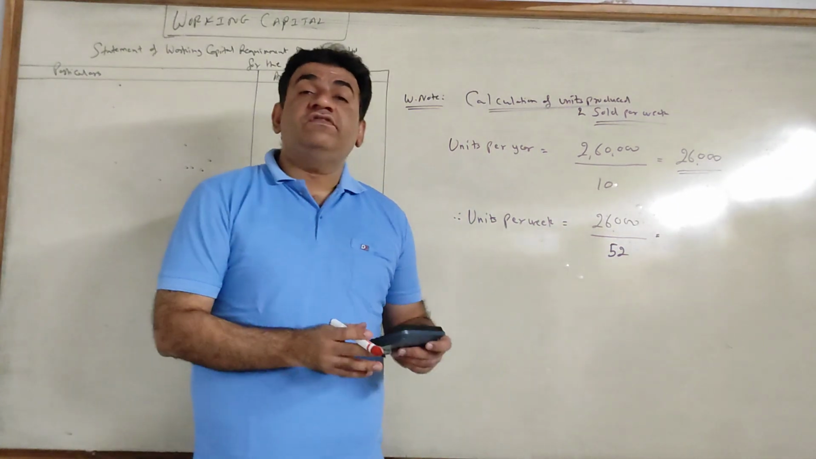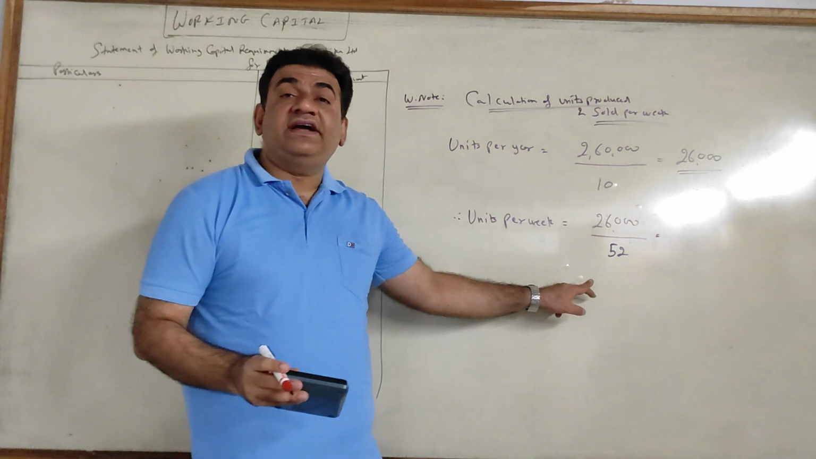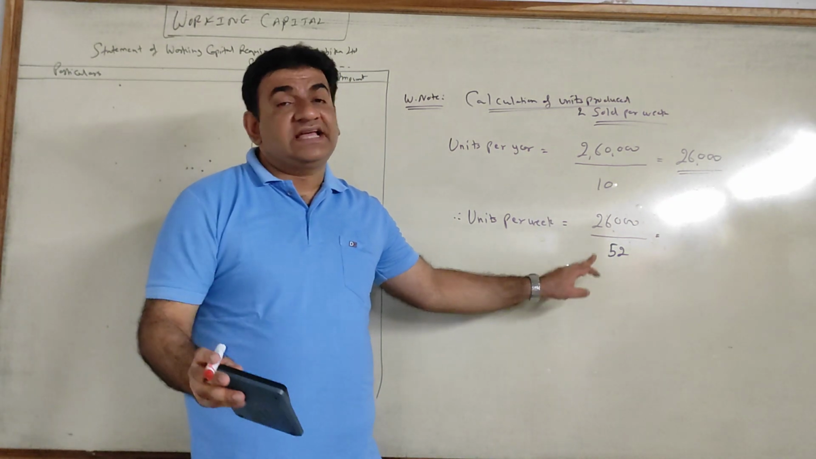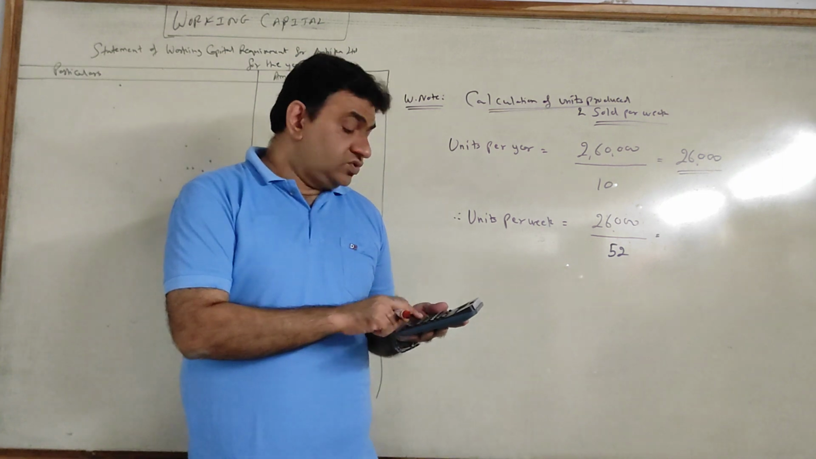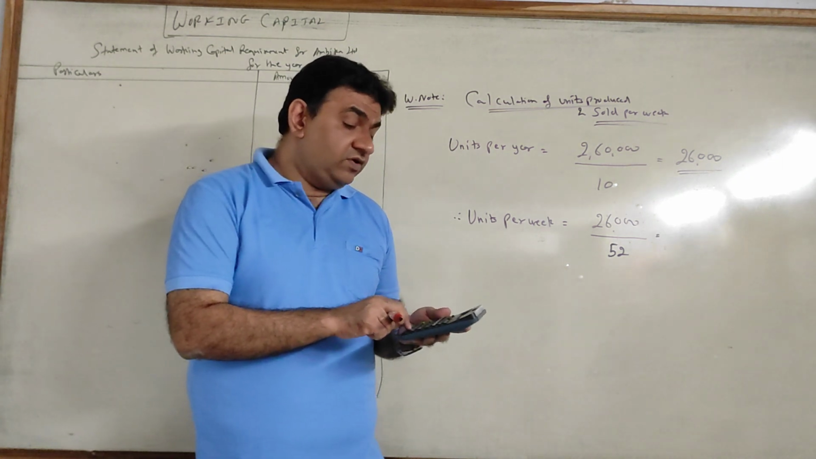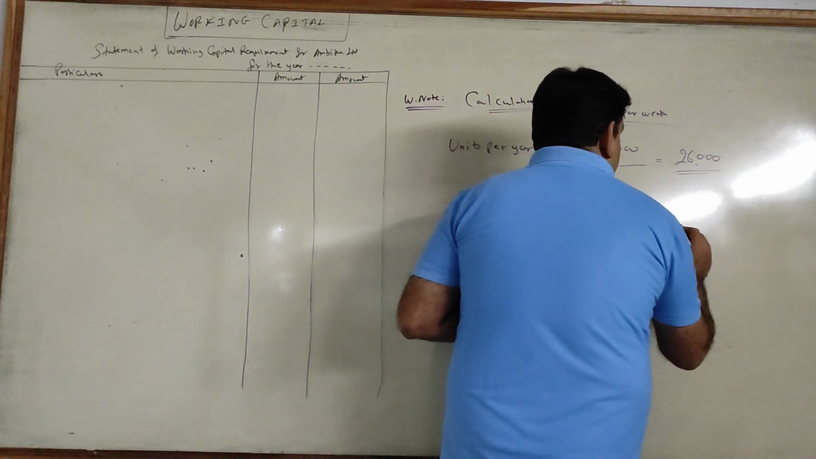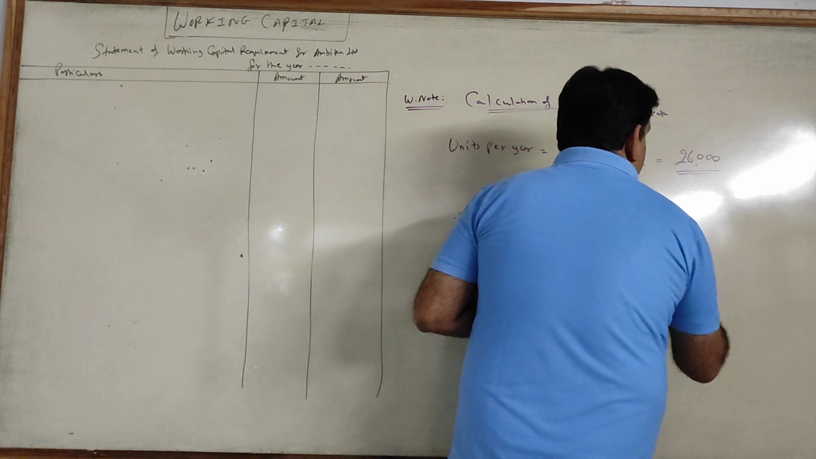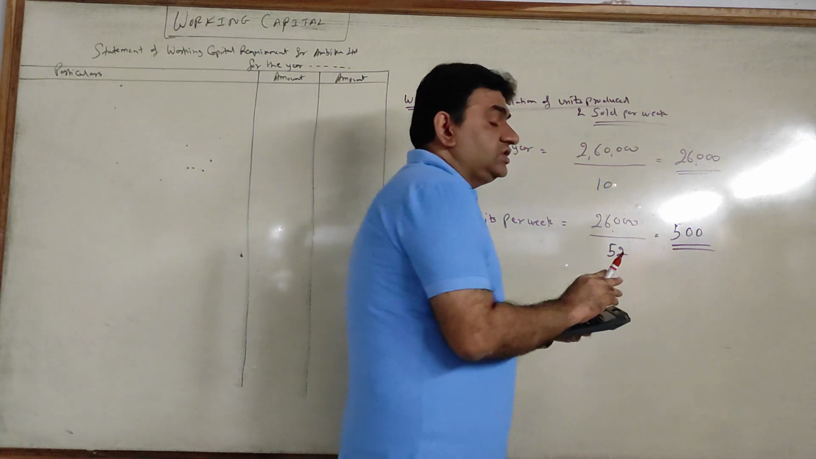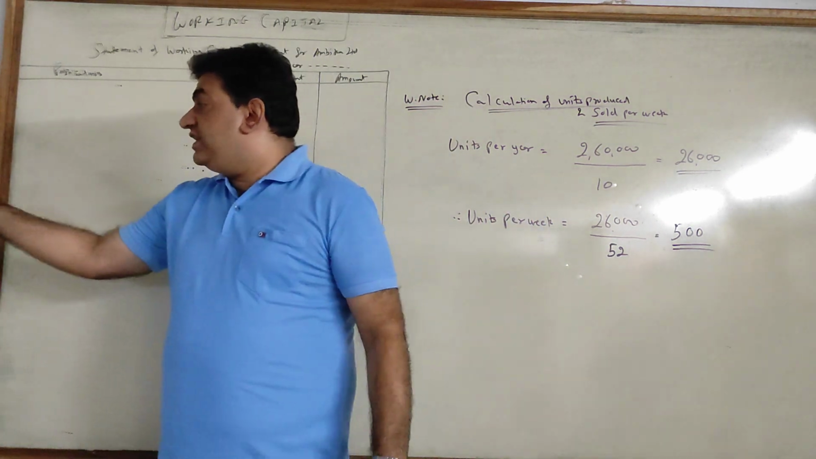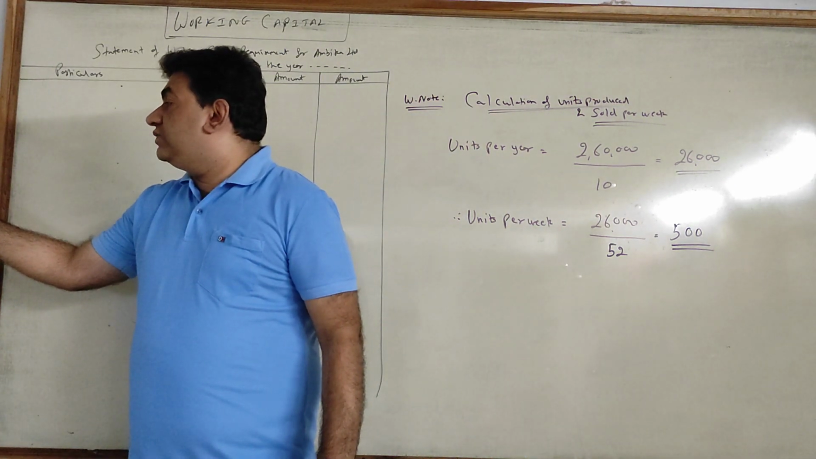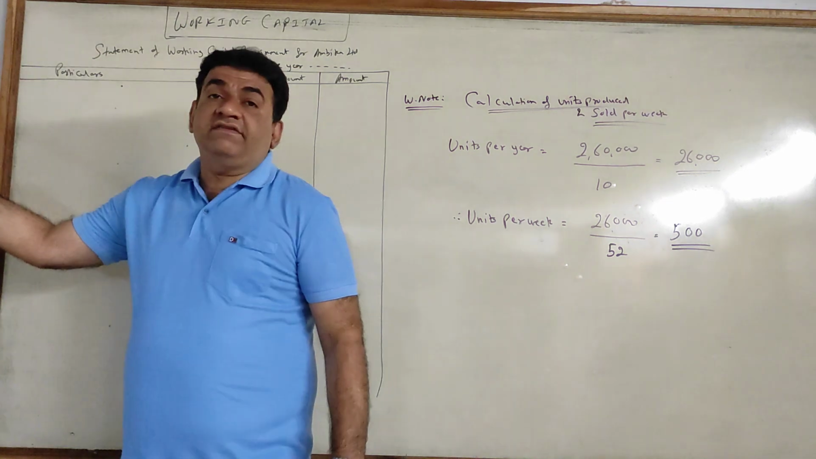If the word instead of weeks was months, I would have divided by 12. If it was days, I would have divided by 365. But this is weeks, so I divide by the number of weeks, that is 52. Therefore, my units per week is 500. That means every week I will produce and sell 500 units.